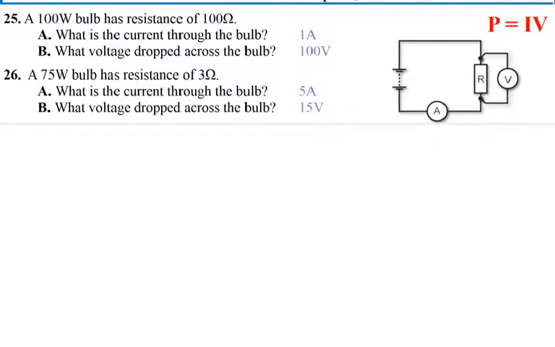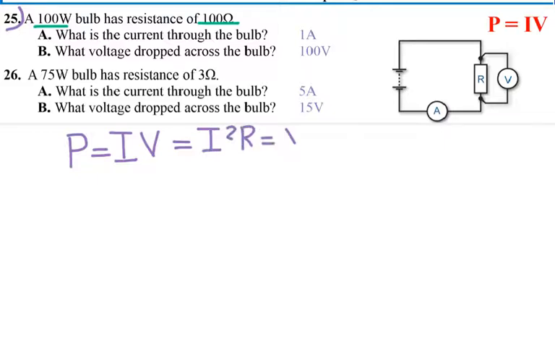So let's look at some questions. The first one, I'm going to look at number 25. Power is given. The power is 100 watts and the resistance is given. They ask you to find the current. So I know that the power is equal to I times V, and equals I squared R, and V squared over R, if I do my substitutions for I and V using Ohm's law.